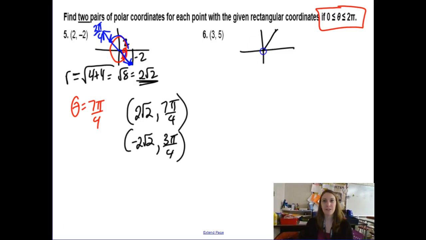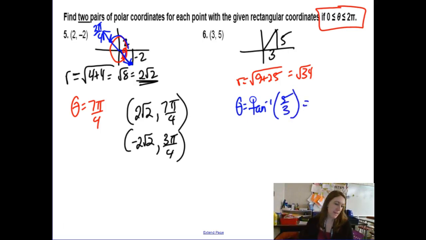All right, number 6, 3, 5. Right here. A little Pythagorean theorem action, and we get 9 plus 25, so it's the square root of 34 for the r. And then our theta is inverse tan of 5 over 3. When I type that on the calculator, if I'm in radians, which is what my calculator was when I typed this, I got 1.03 for my radian measure. So that would be an accurate polar coordinate. It would be square root of 34, comma 1.03 radians.